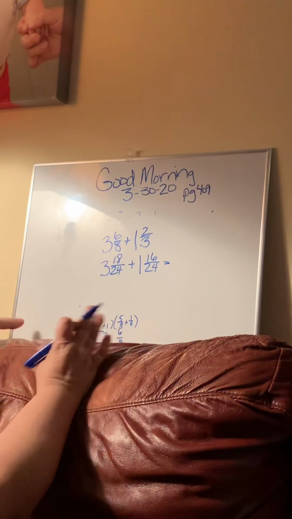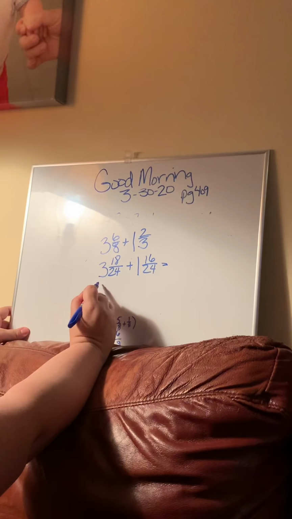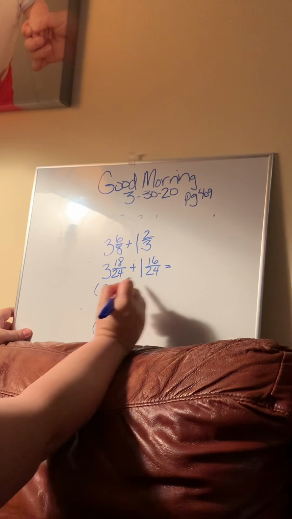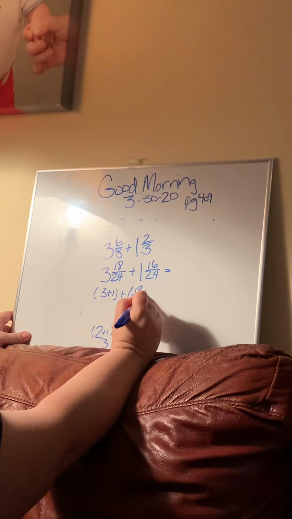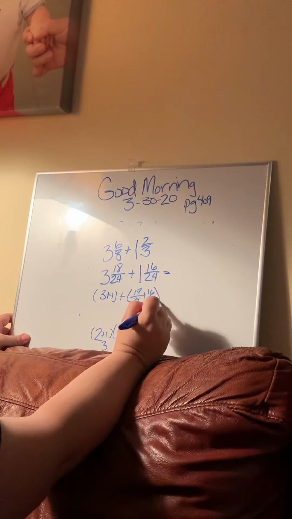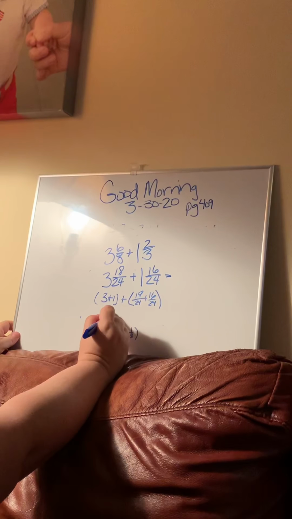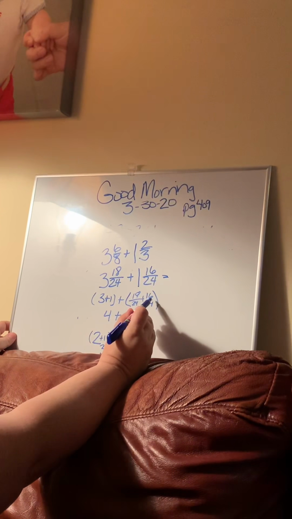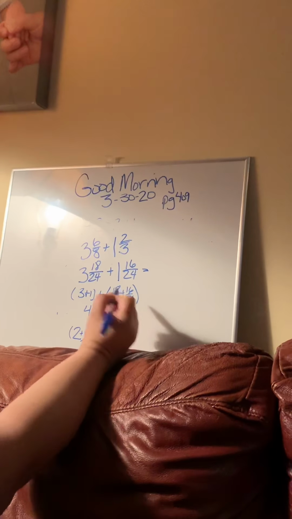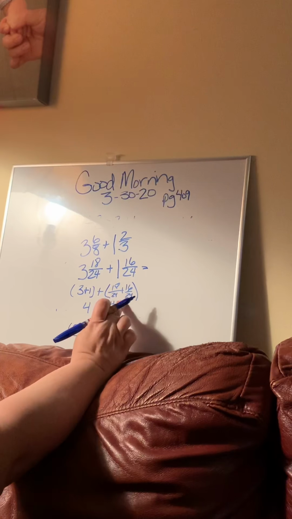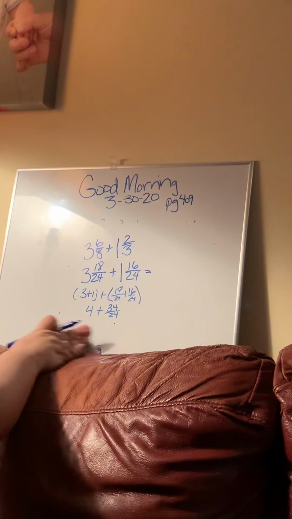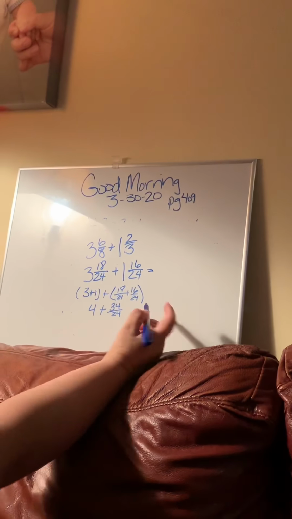You can use that same property to say, all right, I'm going to add my 3 plus 1 together first, and then I'm going to add it to my 18/24 plus 16/24. Okay? So you got 4 here. 18 plus 16 gives me what? Should give me 34 over 24. Okay, I cannot leave it like that. How many times will 24 go into 34? It'll go 1 with 10 left over, right?